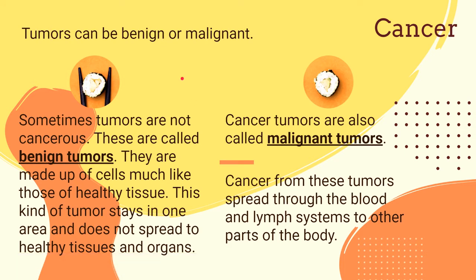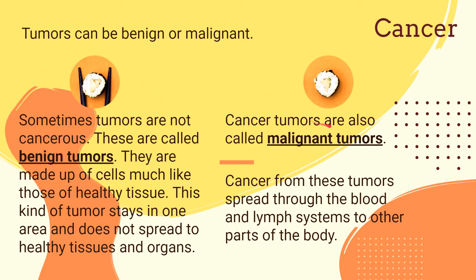So tumors can be benign or malignant. These are the two classifications of tumors. Sometimes tumors are not cancerous, so they are called benign tumors. They are made up of cells, just like healthy cells. However, they just stay in one place and do not spread to other tissues and organs. So they are benign. They do not cause problems in the body.